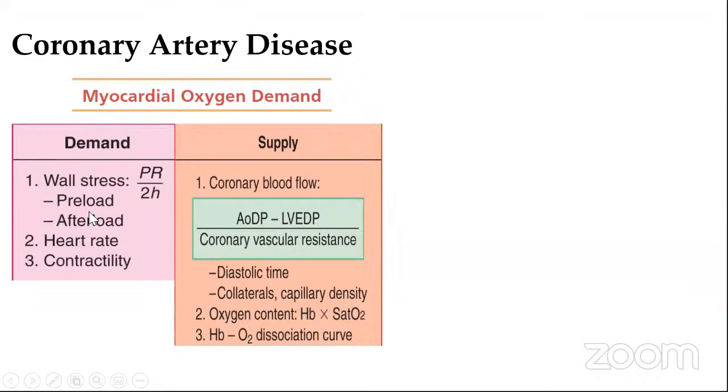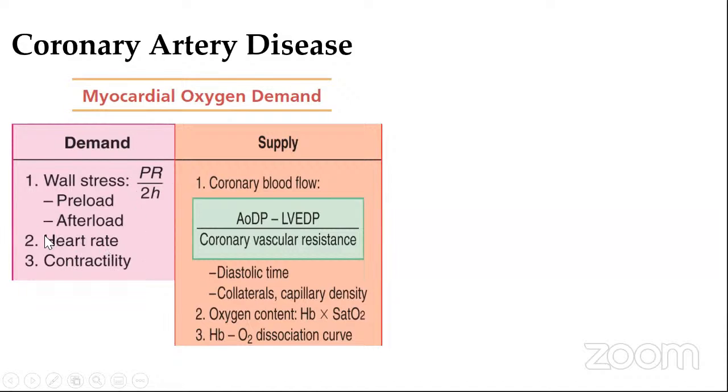So the wall stress is Laplace's law: the pressure multiplied by the radius divided by 2 multiplied by thickness. So if you have a pressure overload, you're going to have more wall stress. If you have volume overload and the dimension of the left ventricle is high, you're going to have more wall stress. But if the ventricle is very thick, you will have less wall stress. So this is very important, you just need to make sure to remember this. Okay, just remember this. This is the demand.